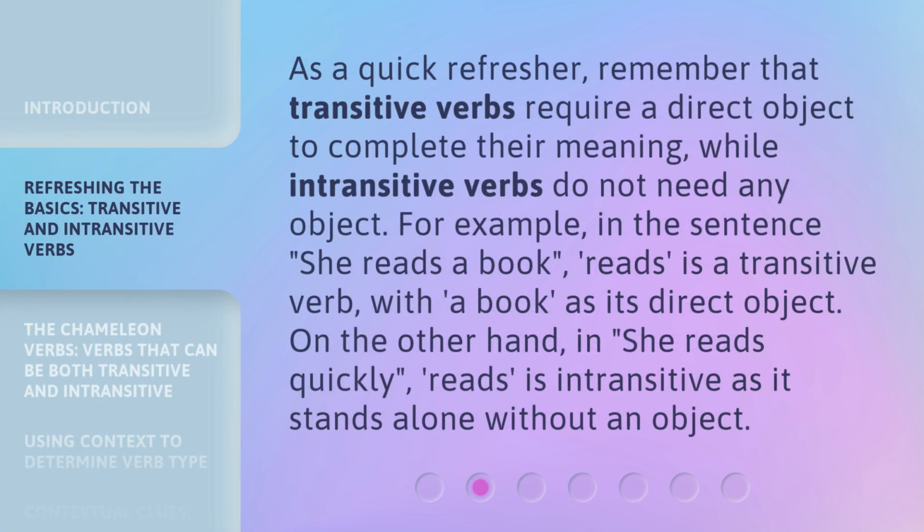As a quick refresher, remember that transitive verbs require a direct object to complete their meaning, while intransitive verbs do not need any object. For example, in the sentence, "She reads a book," reads is a transitive verb, with a book as its direct object. On the other hand, in "She reads quickly," reads is intransitive as it stands alone without an object.